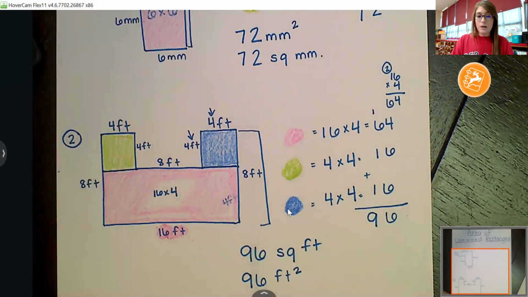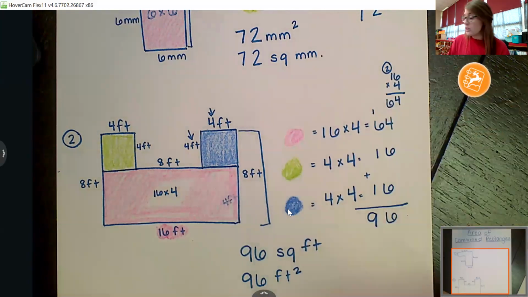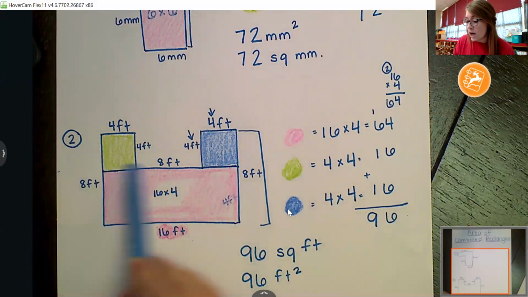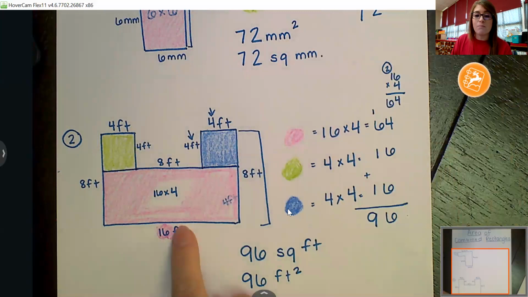All right, guys. That is it for combined area. You already know how to find the area. So really the only thing you're doing with this lesson is figuring out where you can split these shapes up and making sure you use the correct measurements to find those areas.